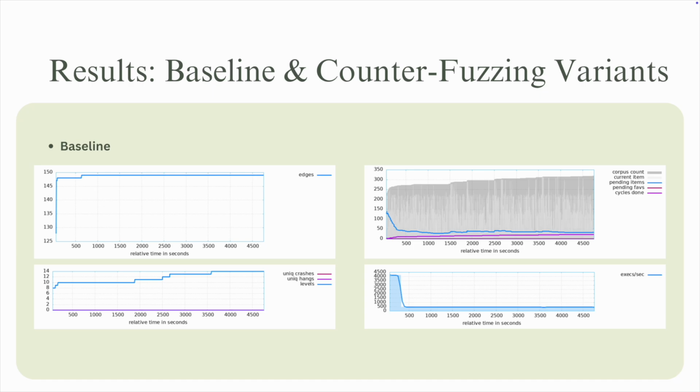In the third panel, we can see no crashes or hangs. Mutation levels continue to increase, meaning the fuzzer is going deeper into test case variations. The final panel shows executions per sec, which remain stable throughout the fuzzing process. In summary, this baseline run demonstrates healthy fuzzing dynamics: high exploration, consistent throughput, and steady test case generation.